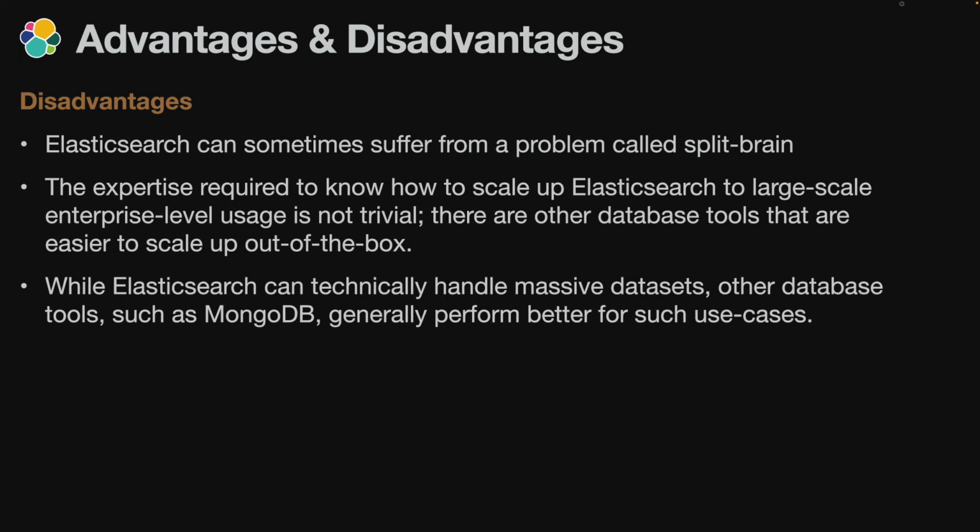Some of the disadvantages include the fact that Elasticsearch can sometimes suffer from a problem called split brain. In a cluster, there is one active master which updates and controls the cluster-wide state and operations. In case of a network partition, a node can think that the master is dead and elect itself as a master, resulting in a cluster with multiple masters.